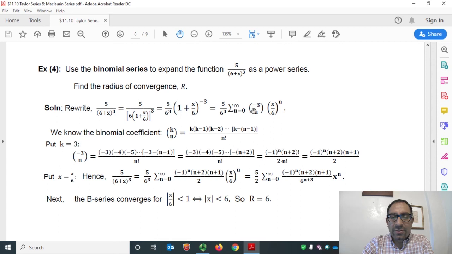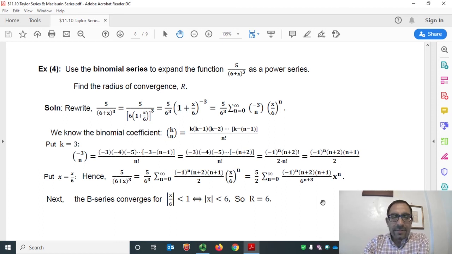So here k is equal to minus 3, so minus 3 choose n. We are using the formula here, so minus 3, minus 4, minus 5, all in product form, dot dot dot, minus 3, minus n minus 1, over n factorial, and just simple algebra to simplify, it turns out to be this form. Then let's substitute this negative 3 choose n by this number, which is here. And also we put x equal to x over 6. Then it turns out that the given function equals this power series here. So I hope this makes sense to you all.